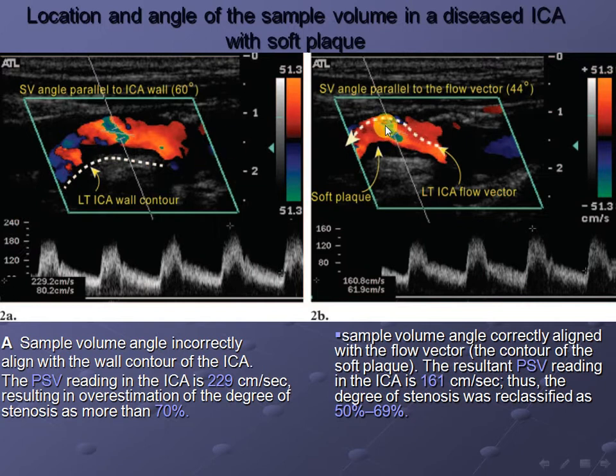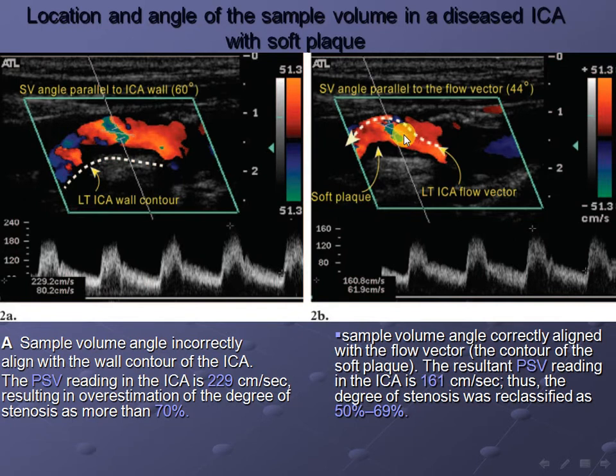All what we did here is just change the angle from 60 to 44 degrees. Okay, you rotate the angle, and the peak systolic velocity now is 161, somewhere here. Okay, a big difference from 229 centimeters per second to 161 centimeters per second. Okay, this is a correct reading because the direction of the blood flow is like this, so you should put your angle parallel to it.